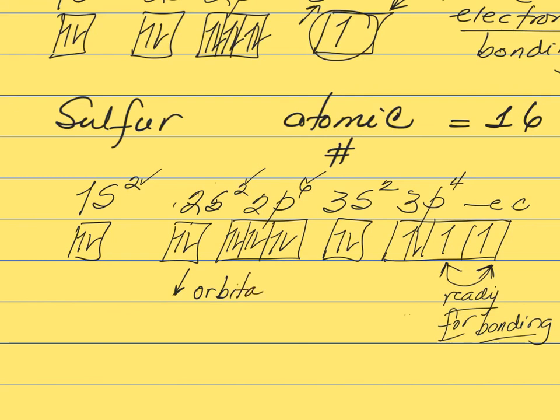Okay, orbital diagram over here. Lower the volume. This is the electron configuration. Questions? No questions.